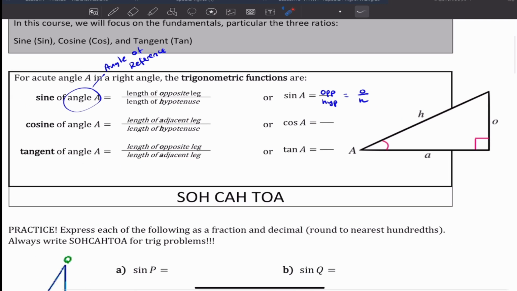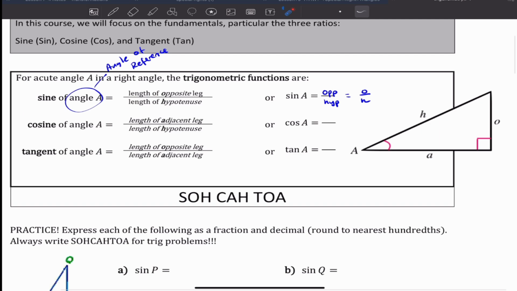hypotenuse. The cosine of angle A is equal to the length of the adjacent leg over the length of the hypotenuse. Or, again, this is angle A, that's my angle of reference right there. The cosine of A is adjacent, meaning next to. So this angle is next to this side here over the hypotenuse. Okay, so it's adjacent over hypotenuse.